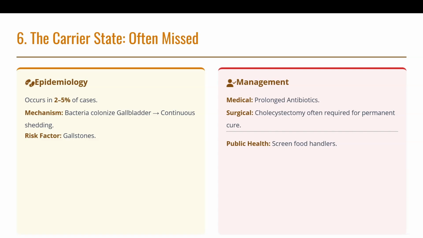So always, if the person is a cook, ensure that they are vaccinated, or screen food handlers with a stool routine and stool culture, to see if they are shedding typhoid or salmonella. These kinds of carrier states require prolonged antibiotics. For a complete or permanent solution, they may require a cholecystectomy.